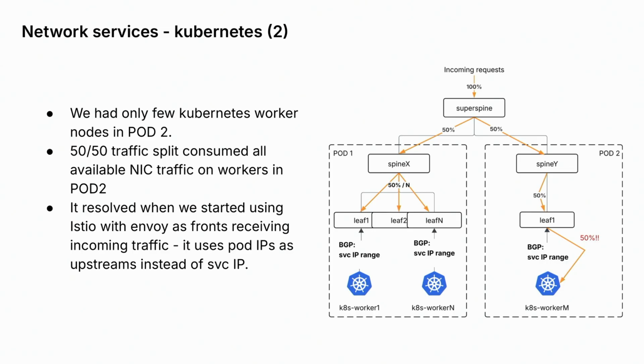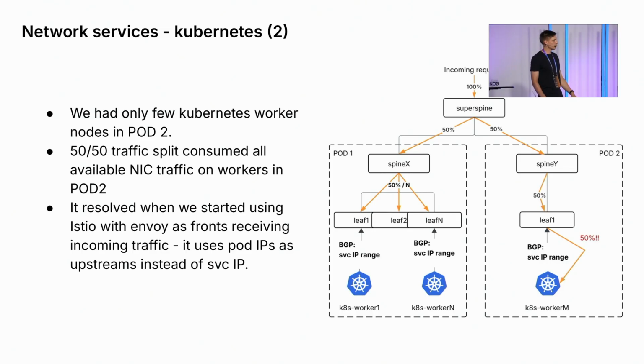And suddenly, the traffic gets split 50-50. And since the traffic was really high, the Kubernetes workers in pod 2 couldn't cope with the load. And their network cards were saturated, so the error rate was elevated. It was kind of difficult to understand what the problem was at first, but when we got the hang of it, it was quite obvious. So now we don't have this problem anymore because our front servers are not accessing the services via service IP. They use pod IPs, because we use Istio with Envoy as reverse proxies.